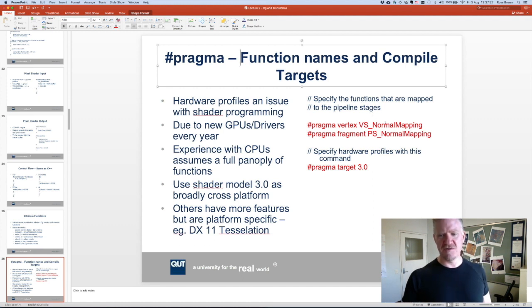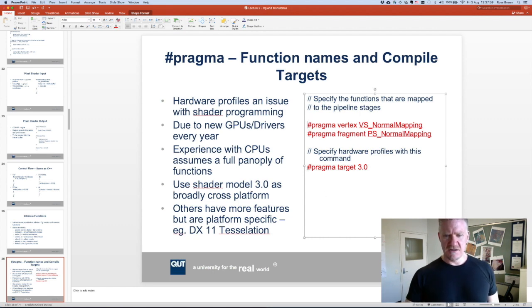On the trivial demo, the vertex shader was normal mapping, and the pixel shader was normal mapping. So you specify that at the top of the setup. That's part of the, I think it's the Shader Lab components. And then there's the hardware profile. I've already mentioned this in the tutorials.